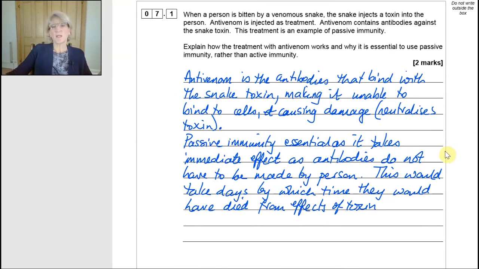Okay, new question. We're now on to antibodies. Explain how it works. There's two parts to this question: how it works and why it's essential to use passive rather than active. So the first part is how it works. I said that it binds with the snake toxin, making it unable to bind to cells and causing damage. In other words, it neutralizes the toxin. And passive immunity is essential as it takes immediate effect. Active immunity would take too long because active immunity requires the body to make its own antibodies.